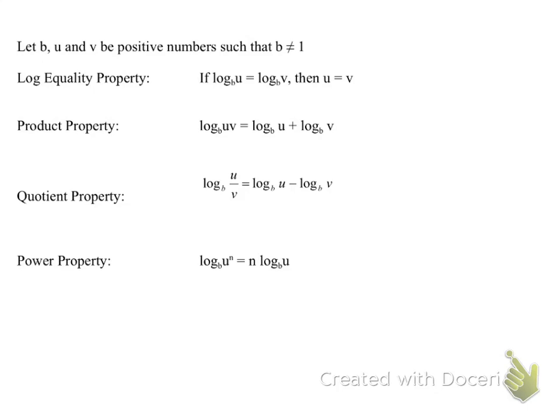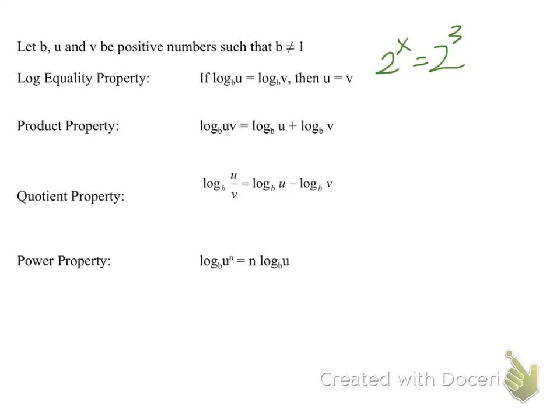So there's basically going to be four properties that we're going to be using in this chapter. The first one is the log equality property. If I have the log base b of u equal to the log base b of v, then u has to equal v. This is similar to if I have 2 to the x equals 2 to the 3, it's somewhat intuitive that x has to equal 3. So this log equality property falls along those same lines. Be assured, though, that we're not dividing both sides by the log base b. Dividing by the log of a base has no meaning.